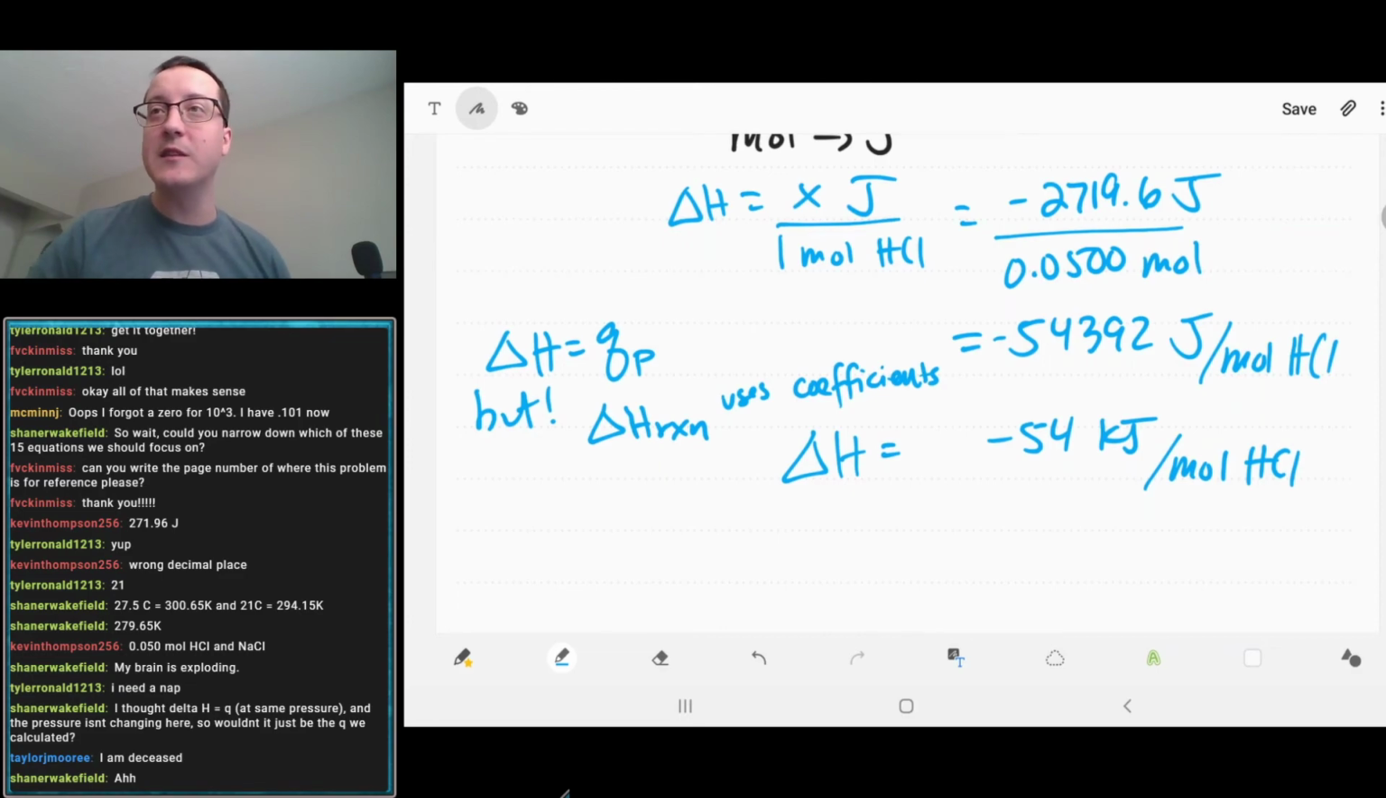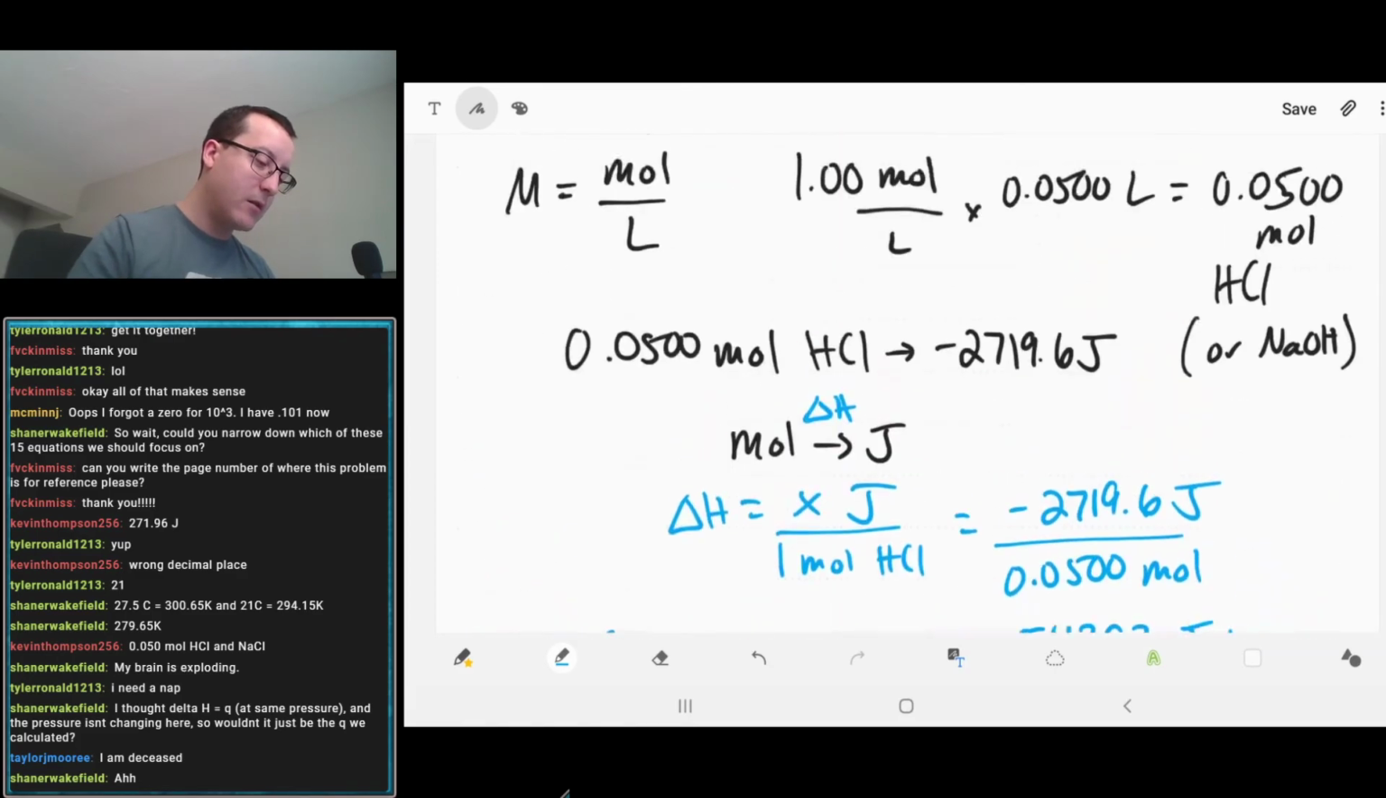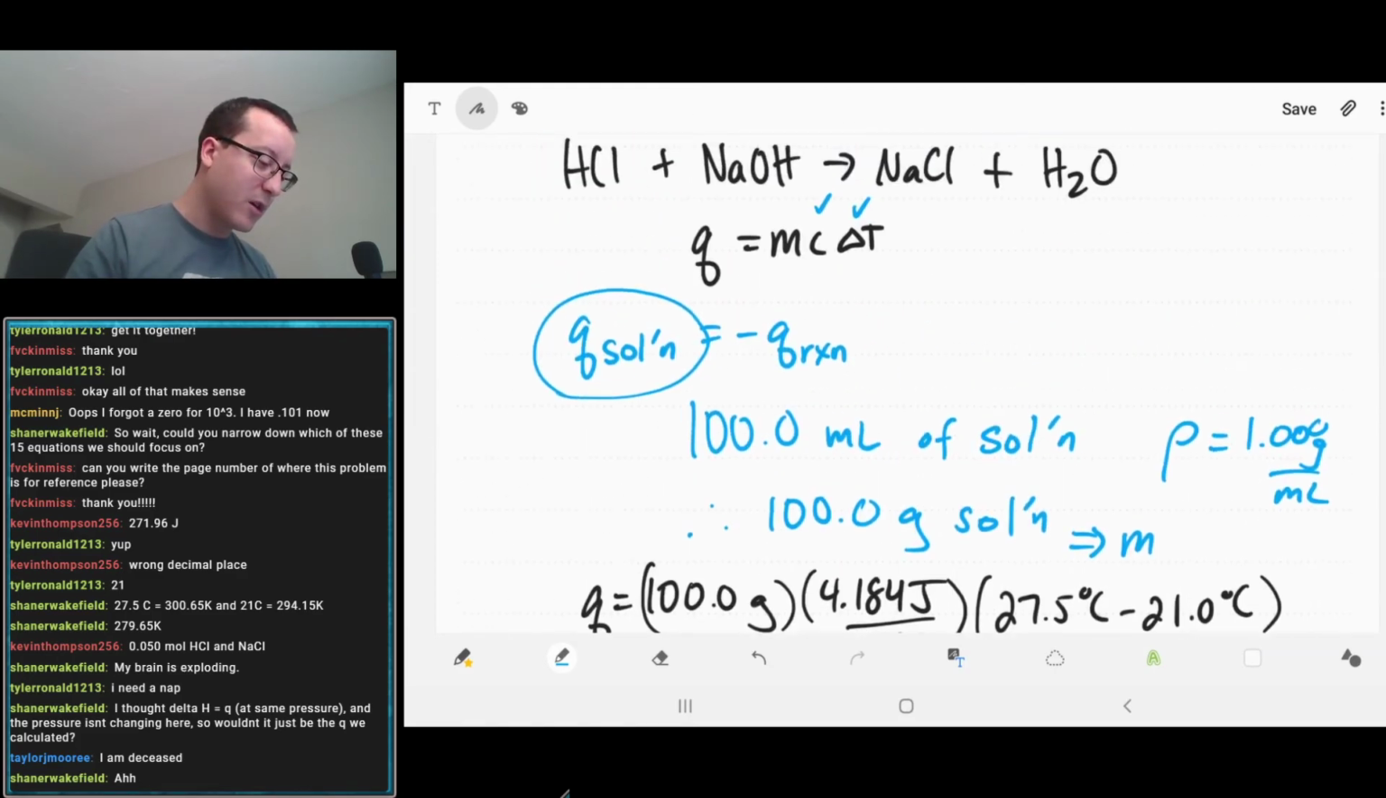So that Q was associated with 0.05 moles. We need to basically just find the Q for 1 mole. And that would be our delta H for the reaction. So, our brains have officially exploded. We have done a crap ton of work for this problem.